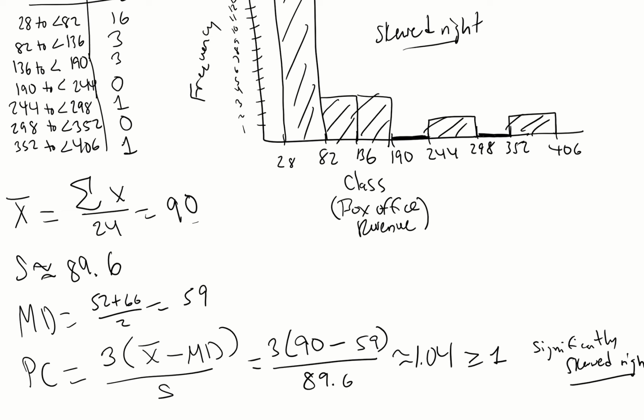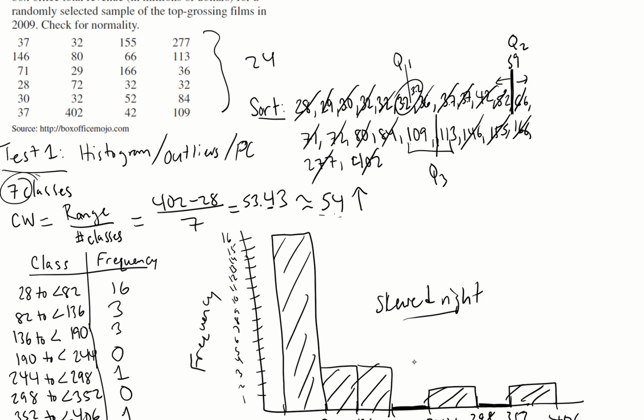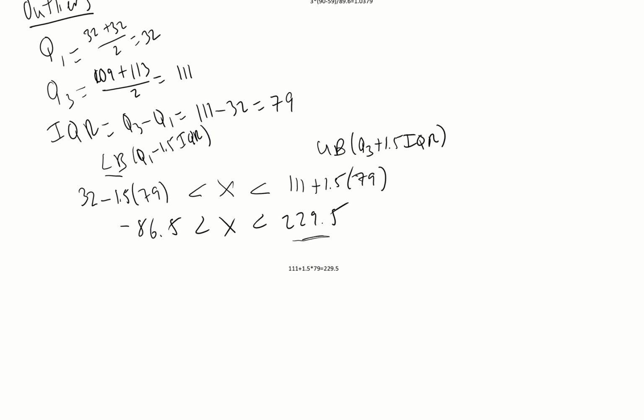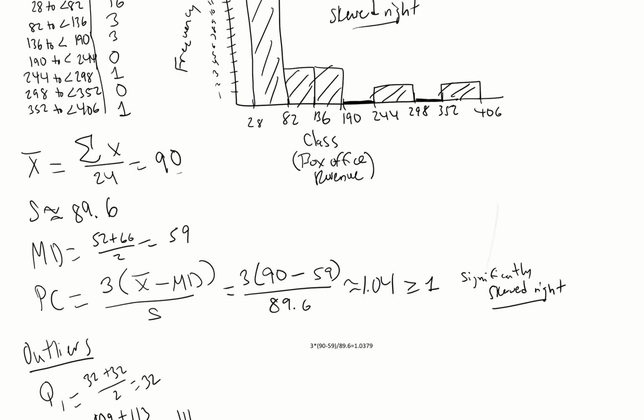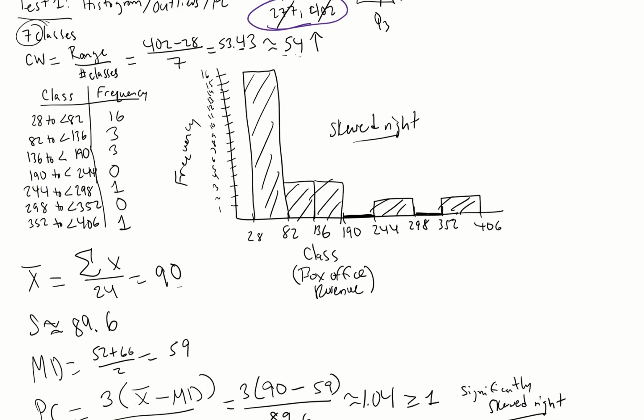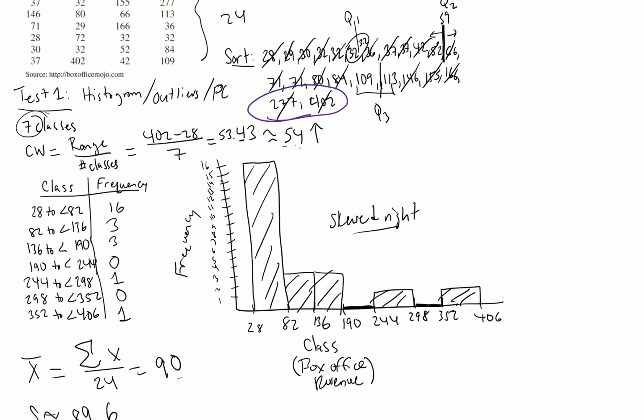So let's look at the 229. For the 229, this is greater and this is greater. So we have two outliers, 277 and 402. So two outliers that are greater than 229, on the right side. So this indicates that it's definitely skewed to the right. So therefore we can conclude that it's not normal, right? This is not a normal distribution by the first test. All right, that's test 1.